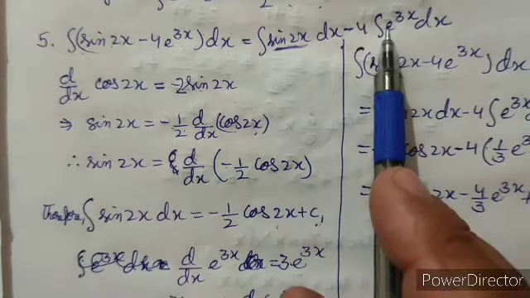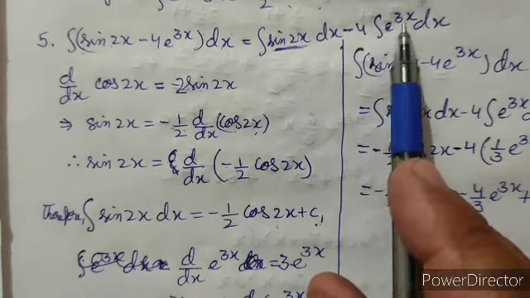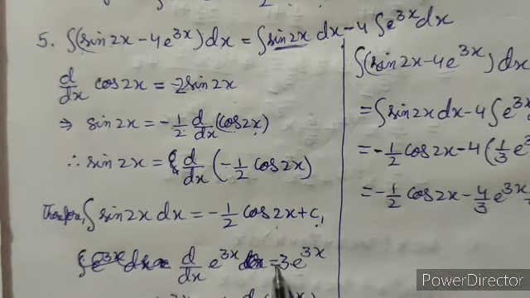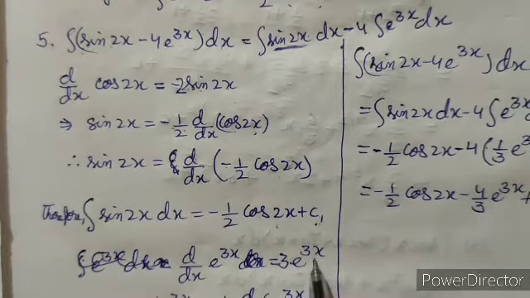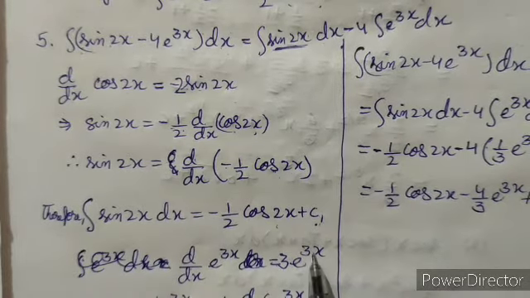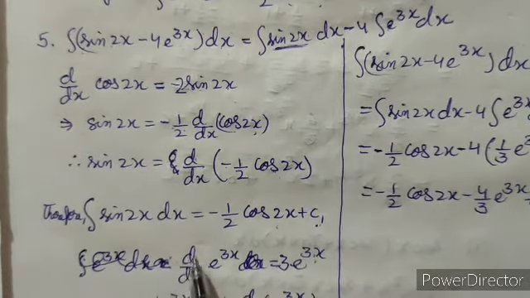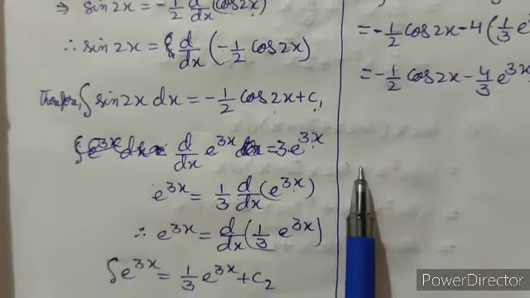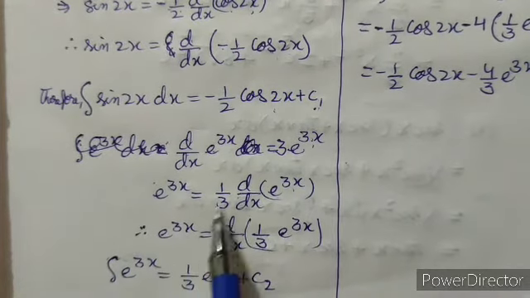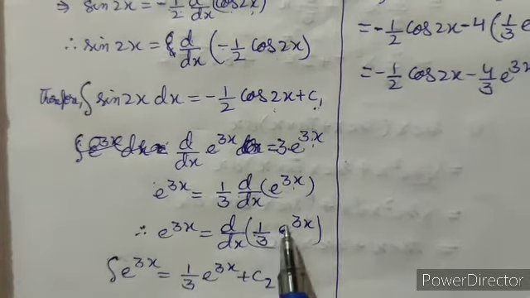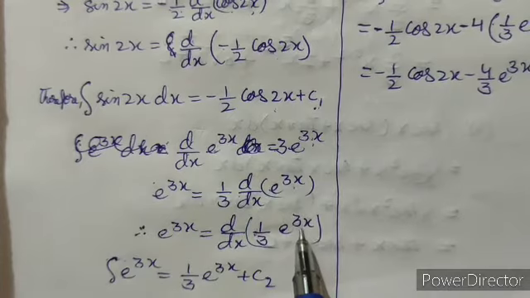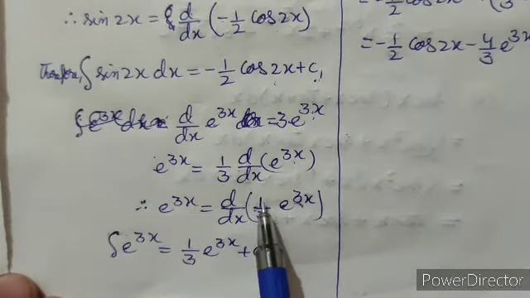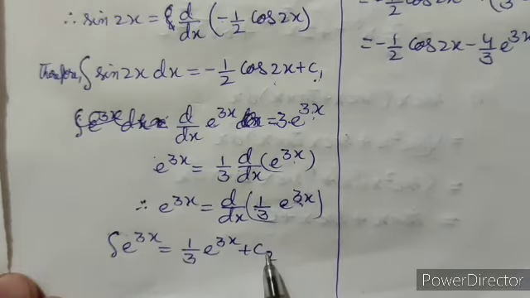Similarly, now we will find the integral of e^(3x). Now d/dx of e^(3x) is equal to 3e^(3x). So e^(3x) will be equal to 1/3 d/dx of e^(3x). That means e^(3x) will be d/dx of 1/3 e^(3x), and this will give us the integral of e^(3x) equal to 1/3 e^(3x) plus c2.